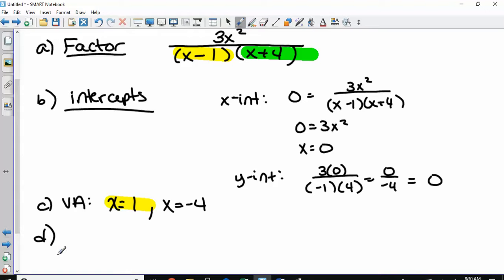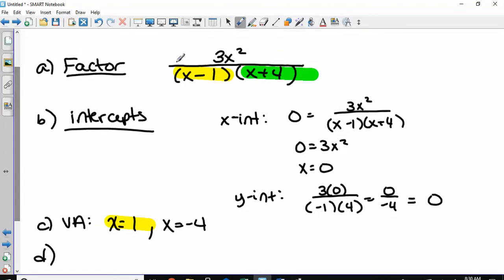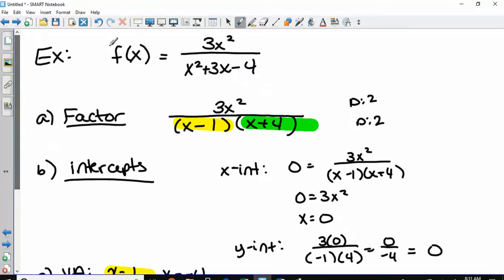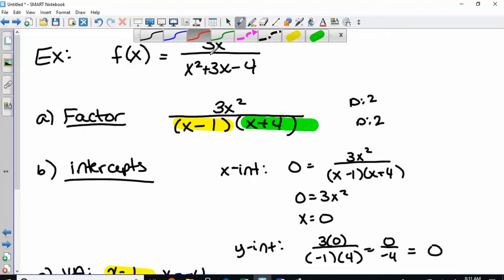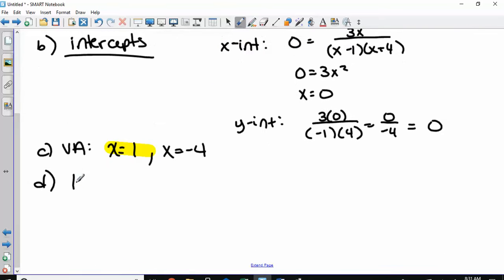Now we have to decide if it's horizontal or oblique. So what is the degree of the top? 2. What about the bottom? If you multiplied out the bottom, it was x squared, so they're the same. You could look at the original for that too, if it's easier before you factor. If they are the same, we divide leading coefficients. So 3x squared divided by 1x squared. So 3 over 1 is 3. So it is a horizontal asymptote, y equals 3.